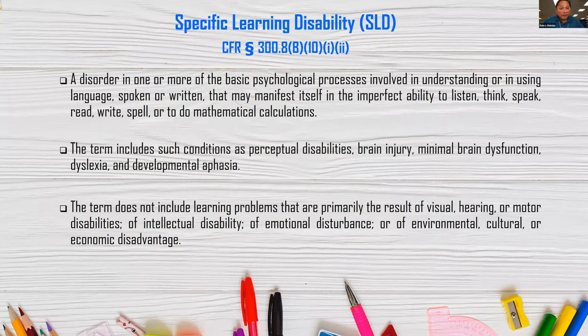Beginning with our largest number of 1,013, we wanted to take a look at what is a specific learning disability, or SLD. A specific learning disability is a disorder of one or more of the basic psychological processes involved in understanding spoken or written language that impacts the student's ability to speak, read, write, spell, and do math calculations. This term also includes three medical categories, which are dyslexia, dysgraphia, and developmental aphasia. I'll go into what those are on the next slide.